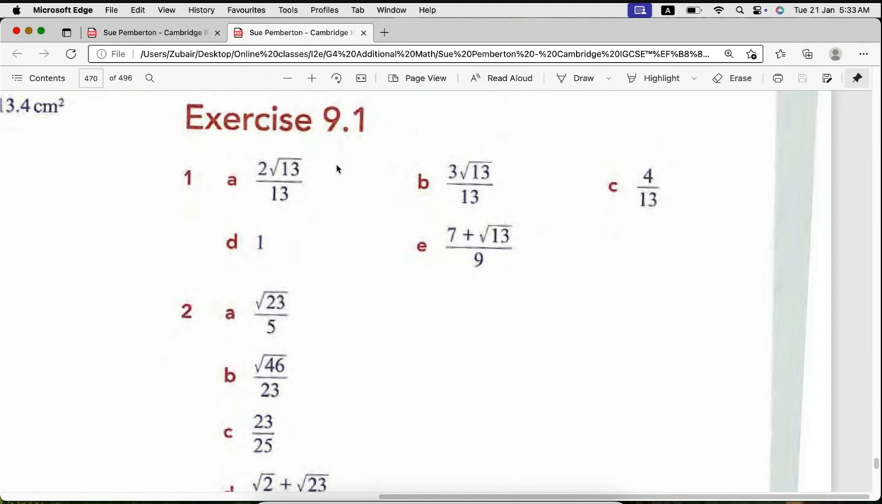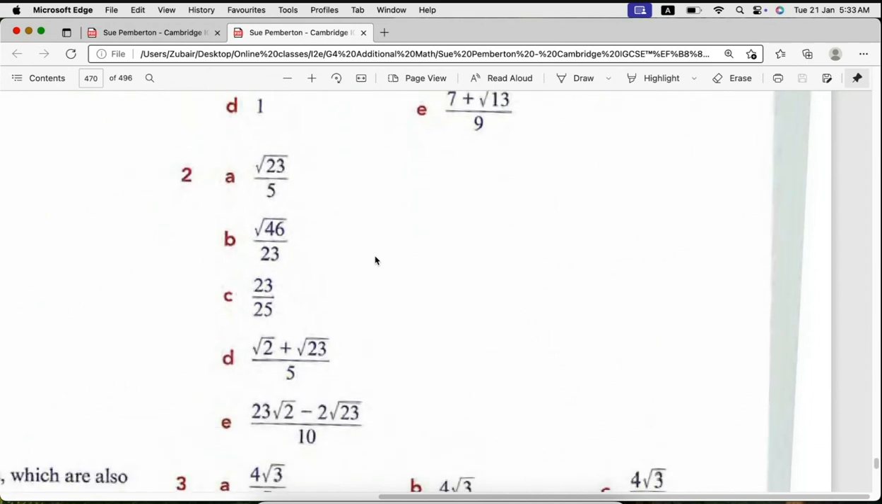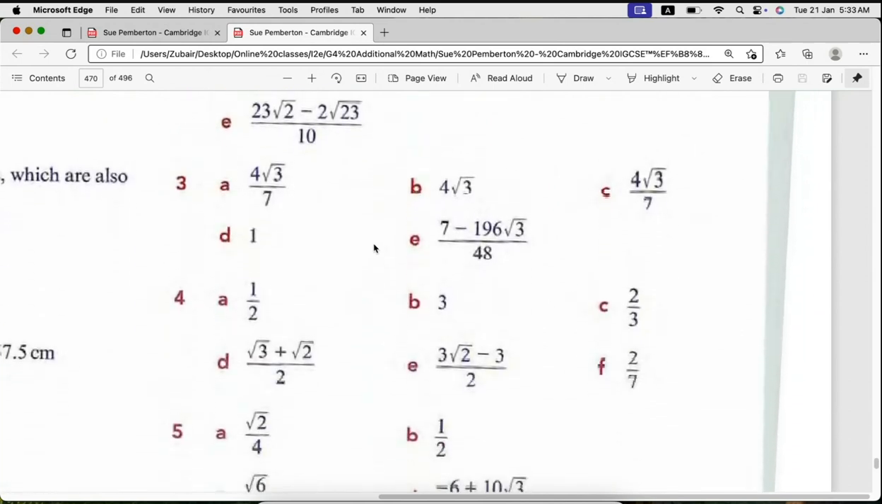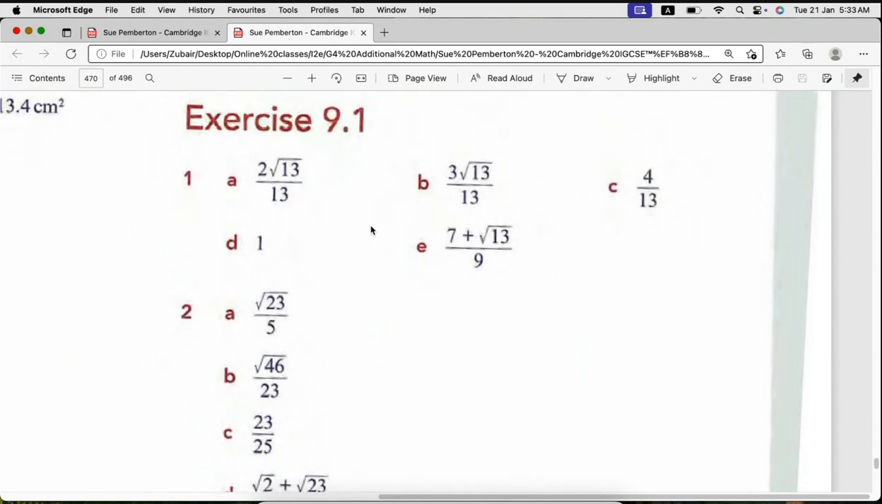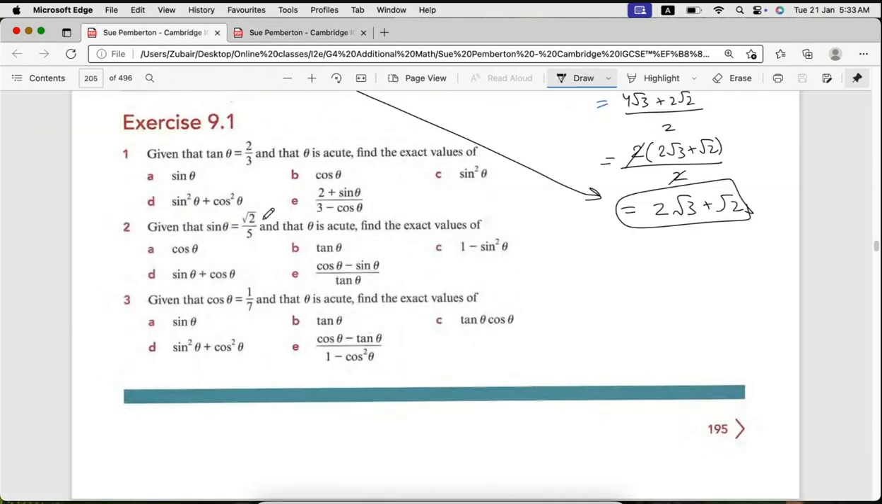Do we have to always rationalize it? Always, yes. Because surds are also part of the syllabus and we need to simplify them. See these answers? There's none where you will find a square root in the denominator. Probably all these three questions would use the same concept, just different values.